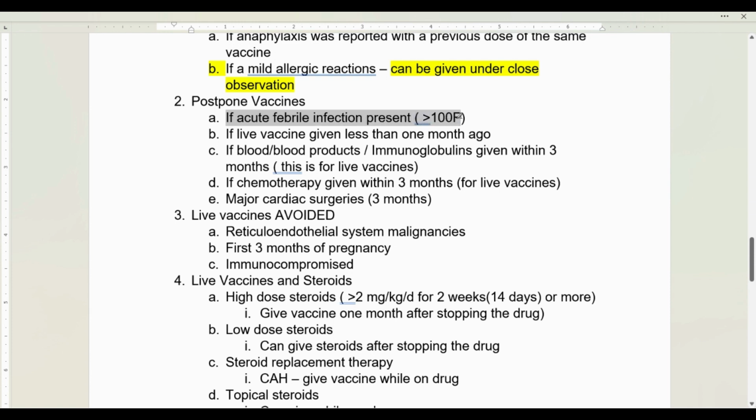If a child is having an acute febrile illness more than 100 degrees Fahrenheit, we can postpone the vaccine. If a live vaccine is given less than a month ago, we have to postpone the vaccine. If blood or blood products, immunoglobulins are given within 3 months, we have to postpone live vaccines, not the other vaccines. If chemotherapy is given within 3 months, we have to postpone for 3 months. This is also for live vaccines. And major cardiac surgeries is also for live vaccines.